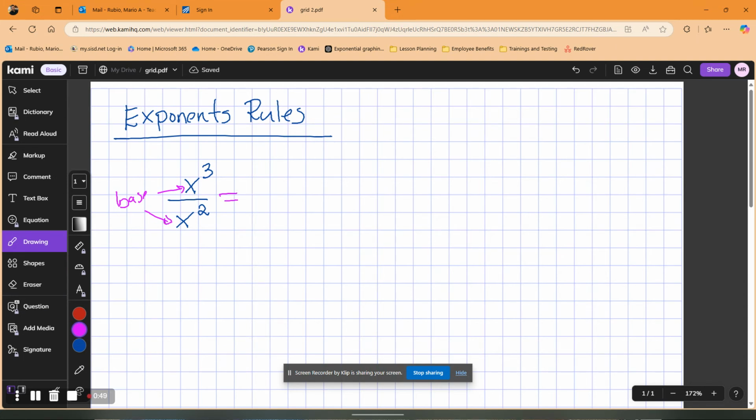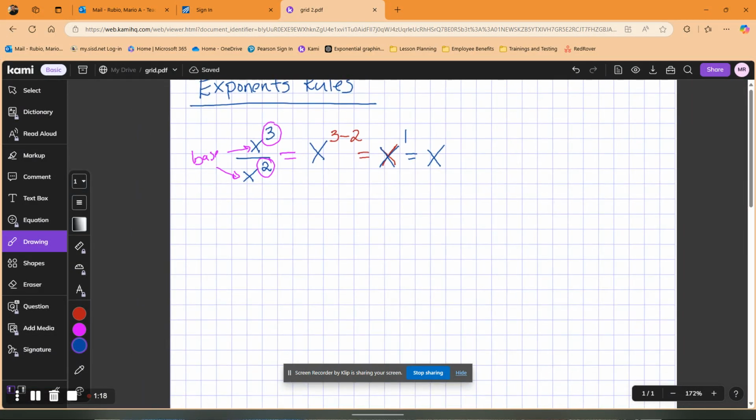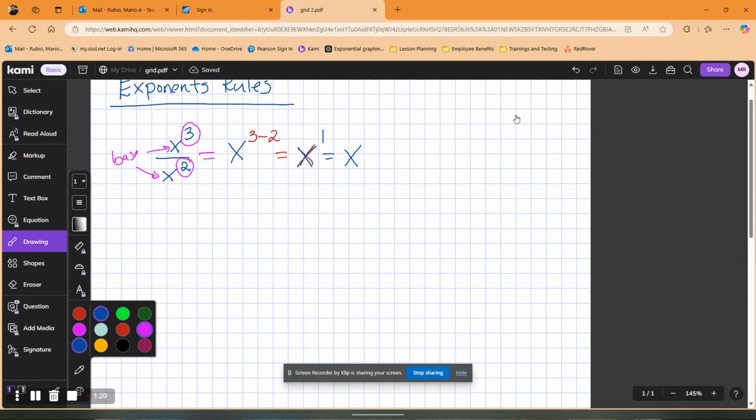The way we do that is we take the same base, x, and then we subtract the exponents. So you take 3 minus 2, same base, and 3 minus 2 is 1, so your answer is just x. Let me show you a few more examples.